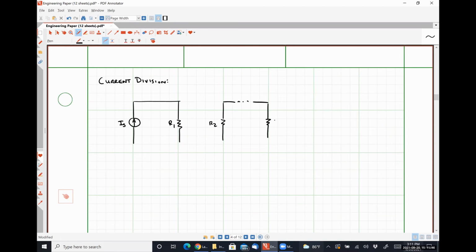And this guy out here will be R sub N. So this works for an infinite number of resistors connected in parallel. Because we have a single node pair circuit, we know that all of our elements share a common voltage V. And I am going to define my currents of interest, my resistor currents, to be IR1 direction down, IR2 direction down, and IRN also direction down.